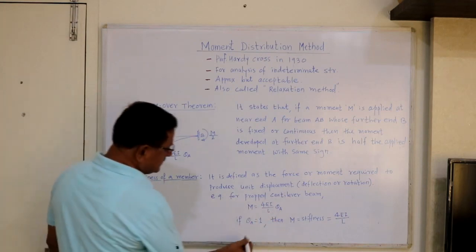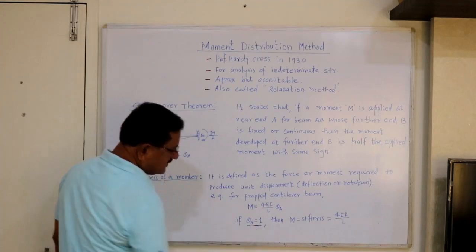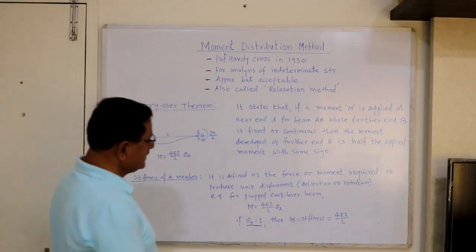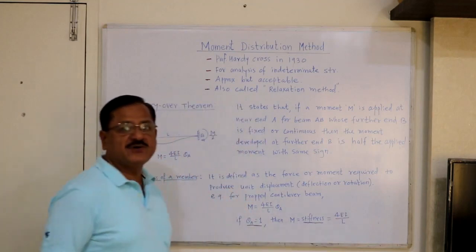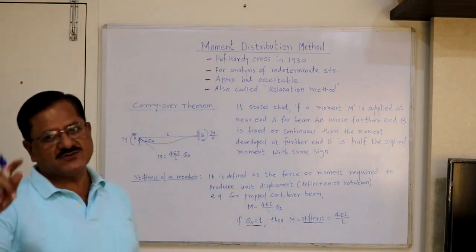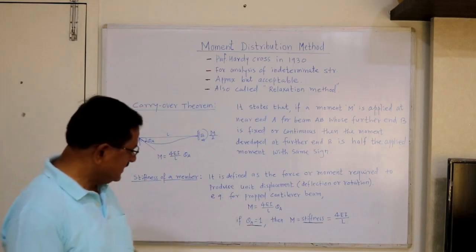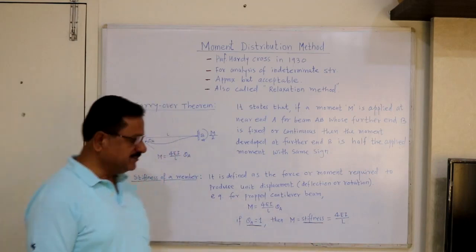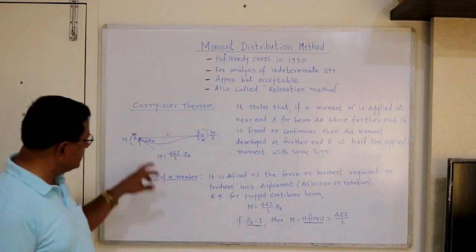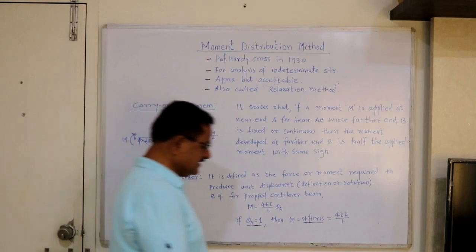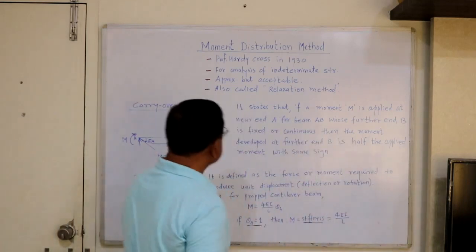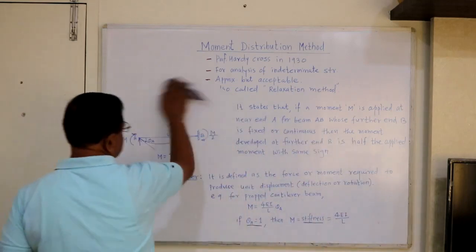That means if theta A equals 1, then the moment is nothing but the stiffness, which is 4EI upon L. So the moment required to produce a unit rotation is called the stiffness of a member. This is the stiffness of a member if the further end is fixed.